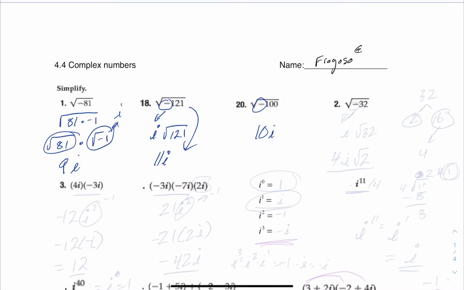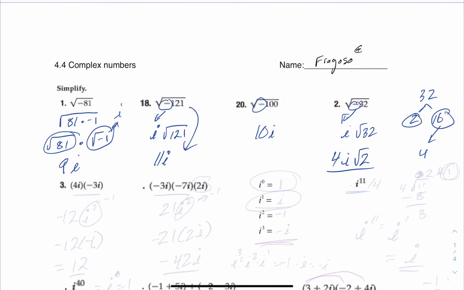Negative 32 is a little different because I cannot break down 32. I mean, there's no square root of 32, that's what I mean. So I get i rad 32. Then I'm going to break down 32. I like to start small: 2 and 16. Well, square root of 16 is 4. So I get 4i. That stays on the outside, rad 2.